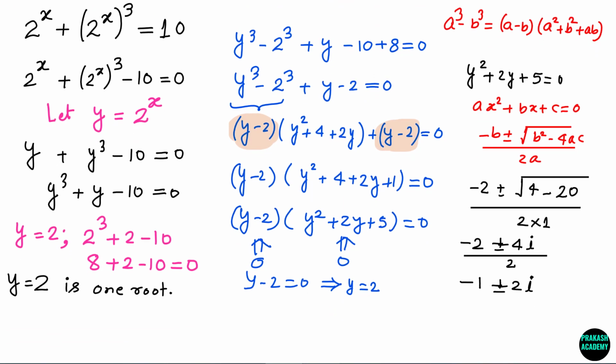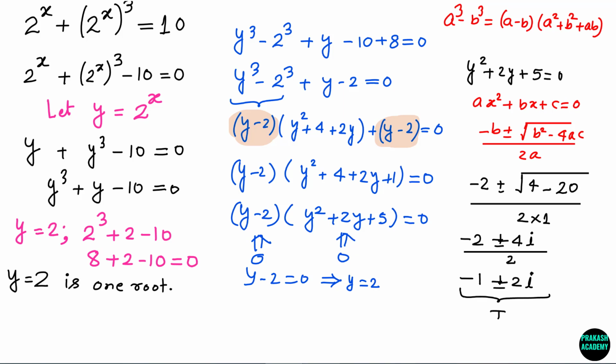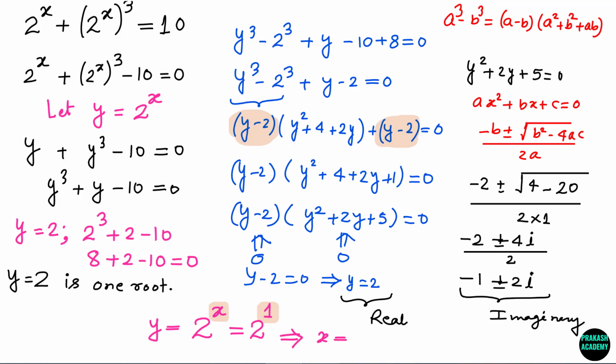Now this root is imaginary, so we will ignore it. In this case, this is an imaginary root, and we can ignore this root. So only one real root we have, that is y is equal to 2. But what is y? y is 2 raised to the power x. So this is y, and this is equal to 2. If you equate the exponents, here the exponent is 1 and here the exponent is x. So I can say from here that x is equal to 1. So x is equal to 1 is the solution of this equation.